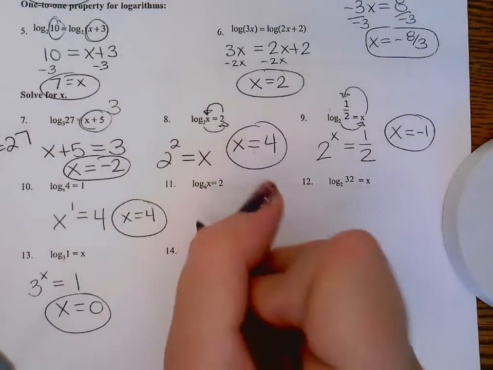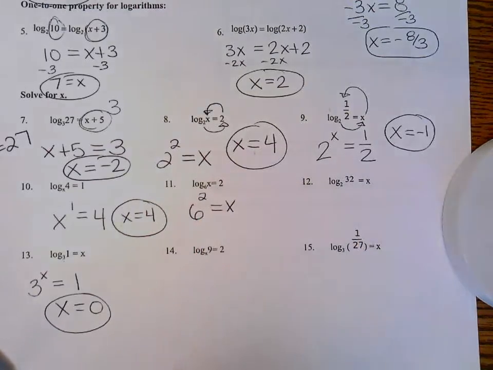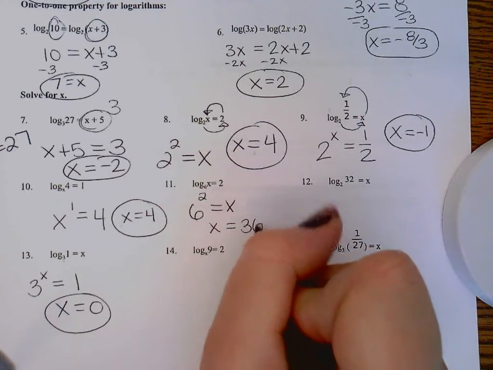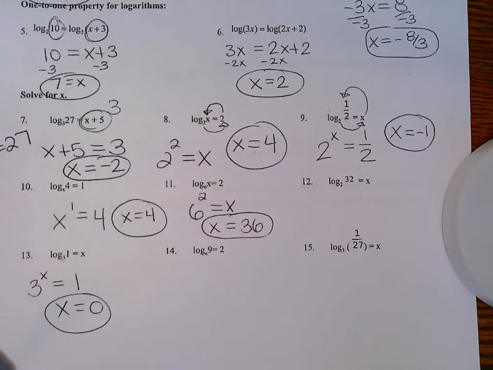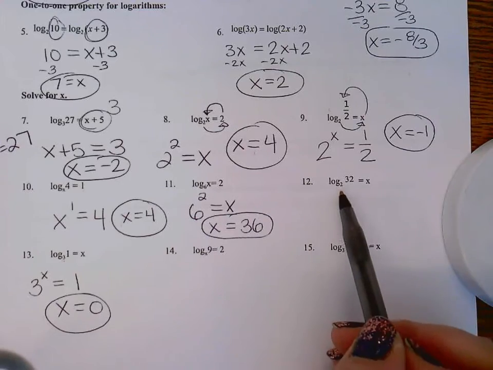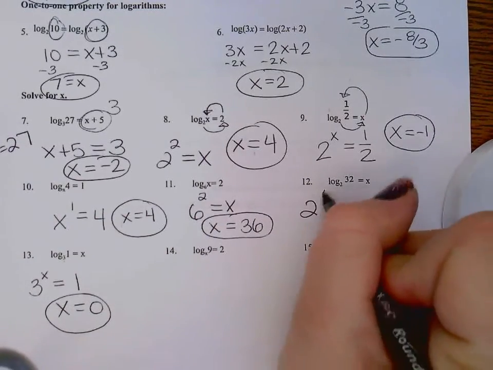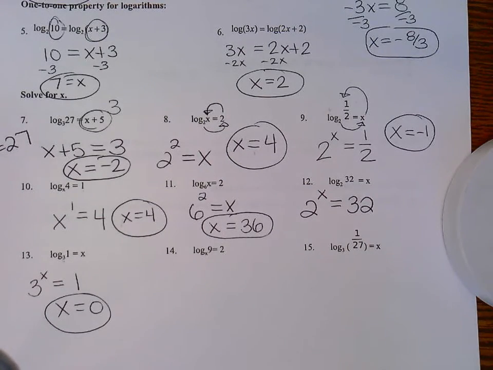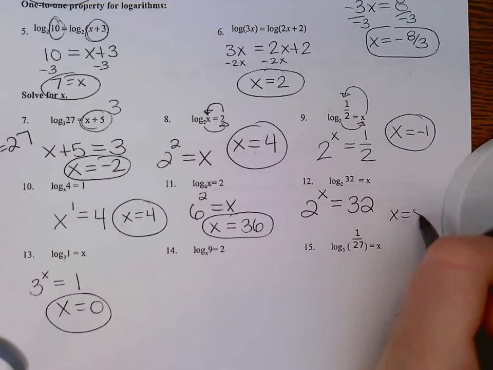What about number 11? 6 squared equals x. So x just has to be 36, right? 6 squared is 36. Number 12, 2 raised to what power gives me 32? If you don't know, you've got the table as reference. I just count the 2's on my fingers. 2 times 2 is 4, times 2 is 8, times 2 is 16, times 2 is 32. So it must be the 5th power of 2. So x would be the 5th power.